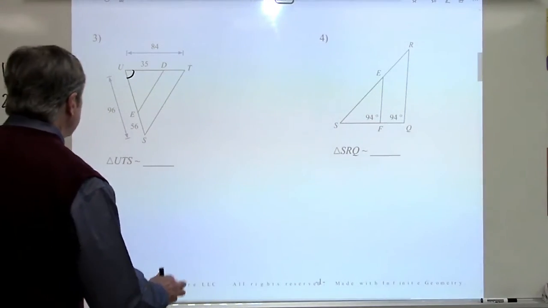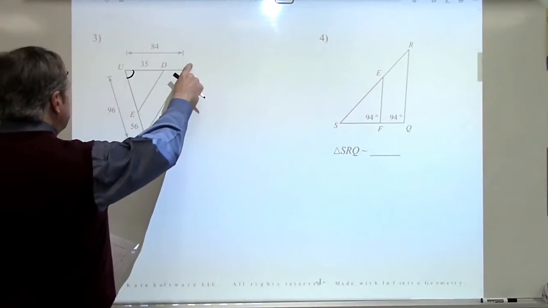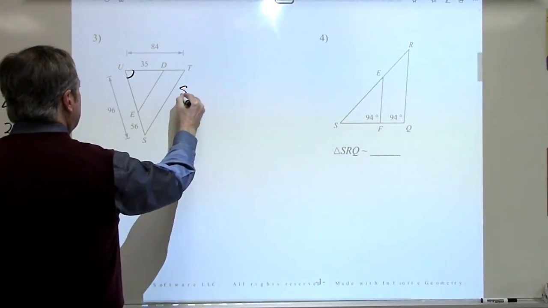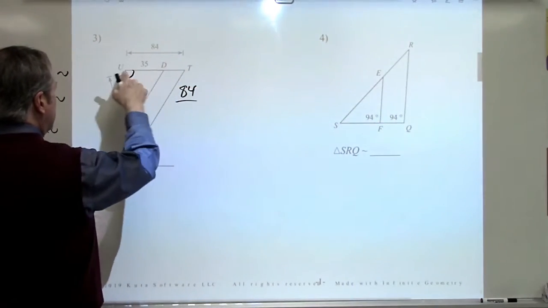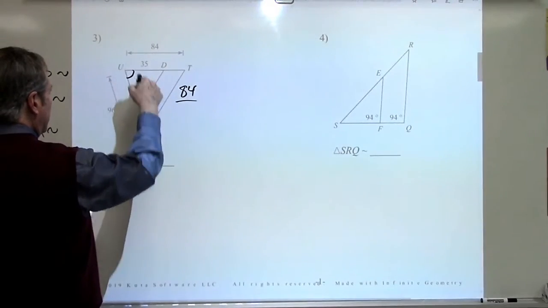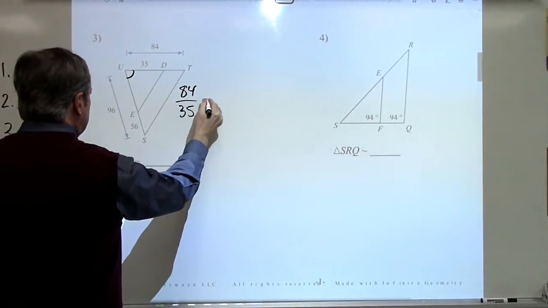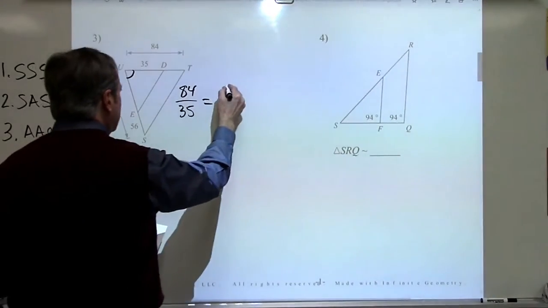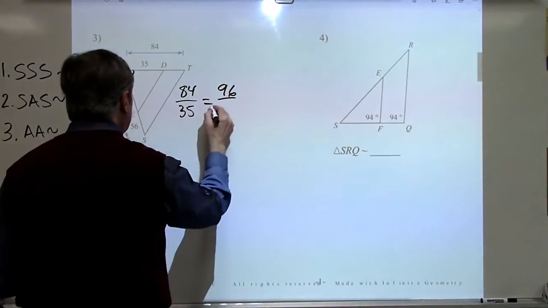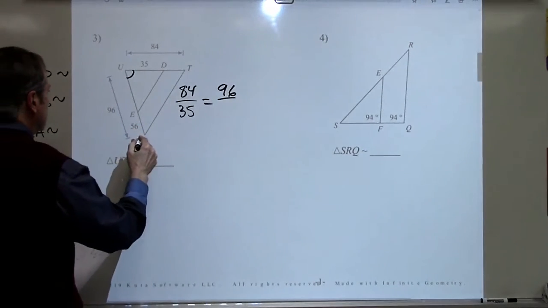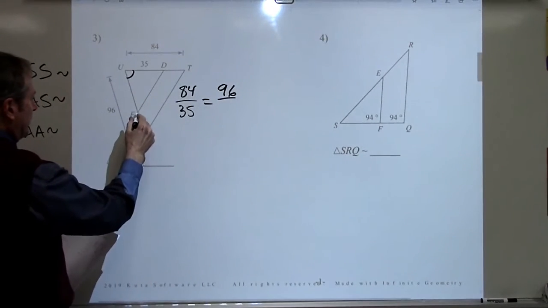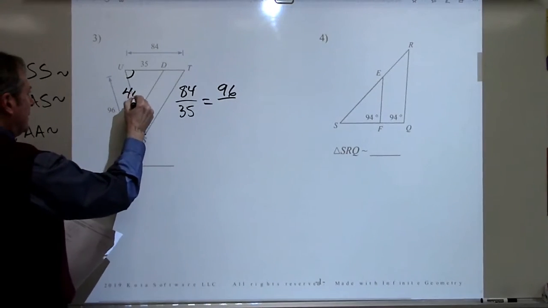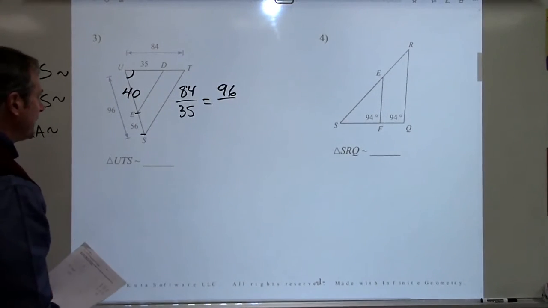So let's see what we got here. From U to T is 84. And so we're going to say that big side 84 compared to the small side that goes with it, 35. Is that the same as the big side here, 96, compared to, oh, I want this one, but I know from here to here is 56, so 56 from 96, that means that must be 40.